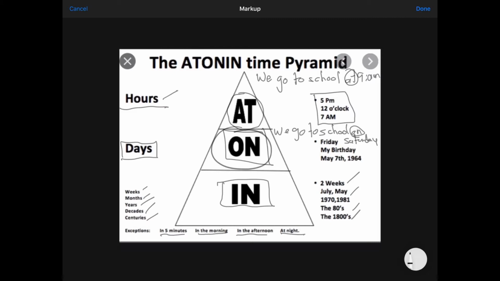Be careful. Remember, with the hours, we always use at. With the days, we use on. And with the months, the weeks, the years, we use in. When is your birthday? Oh, my birthday is in March. When is your birthday going to be this year? It's going to be on Saturday. Okay, so I use in for the month and on for the day.